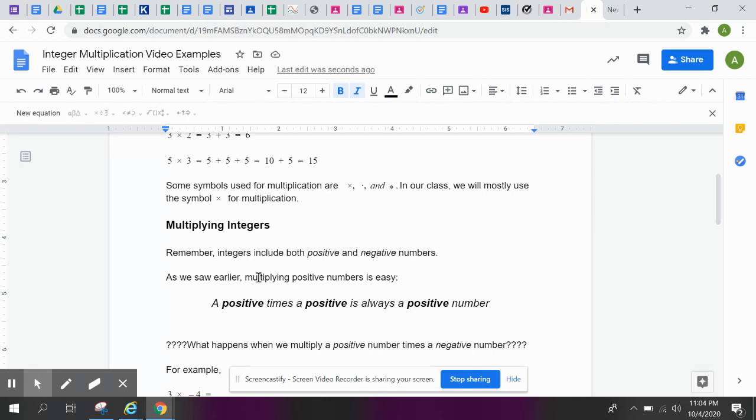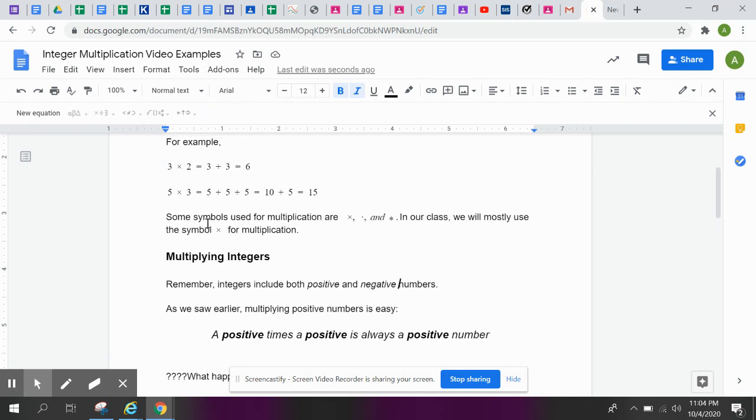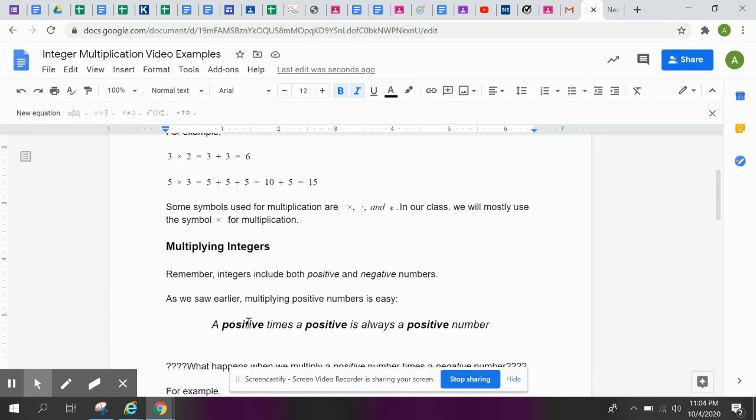As we saw earlier, multiplying positive numbers is pretty straightforward. We just take the first number and add it to itself as many times as the second number tells us to. A good rule to remember for multiplying positive numbers is that a positive number times a positive is always a positive number. So if I have one positive number here and one positive number here, then my answer is always going to be positive.